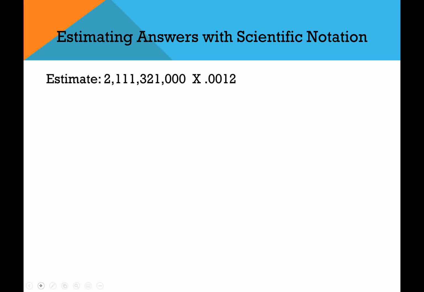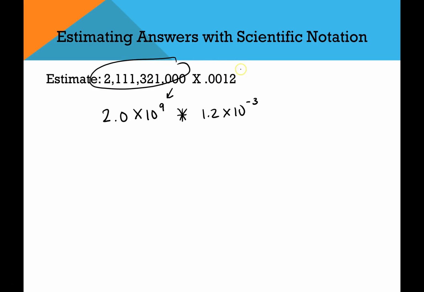How about this one? Let's estimate this. Well, I'm going to change this to a 0, 0, 0, 0, 0, 0. So this is going to be 2.0 times 10 to the 1, 2, 3, 4, 5, 6, 7, 8, 9. So that's 2.0 times 10 to the 9th. And then this I can think of as 1.2. Well, I'd have to go left 1, 2, 3. So left 3. If you're confused about should my number be positive or negative, if it's a big number, this should be positive. If it's a decimal, this should be negative.